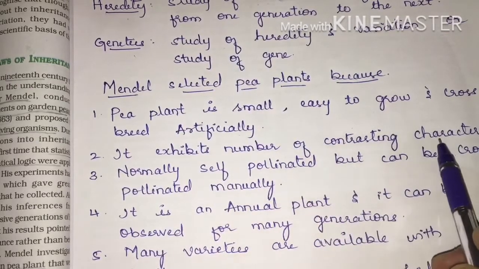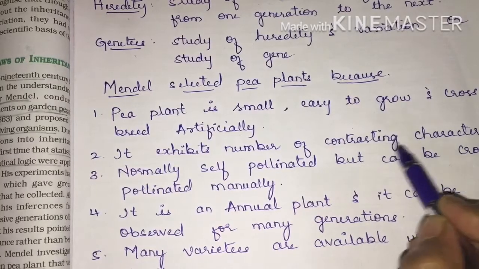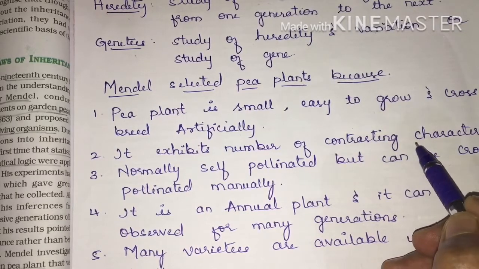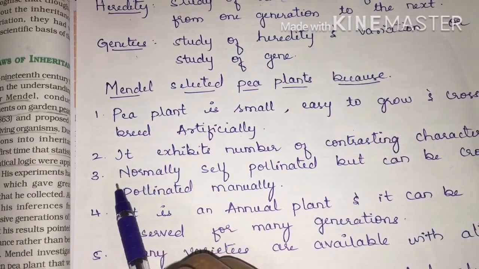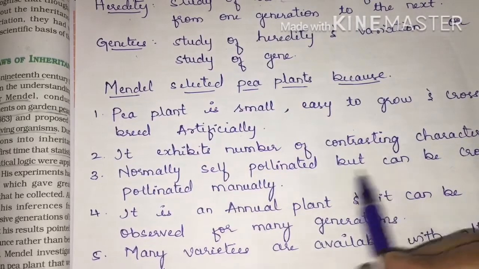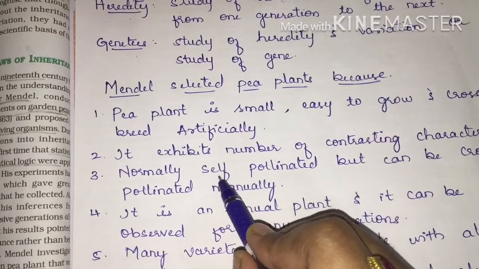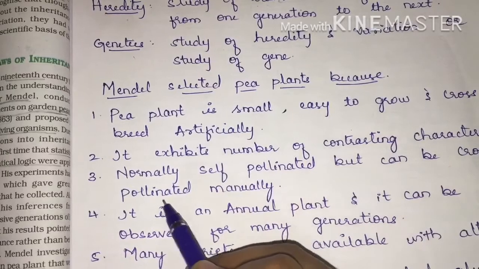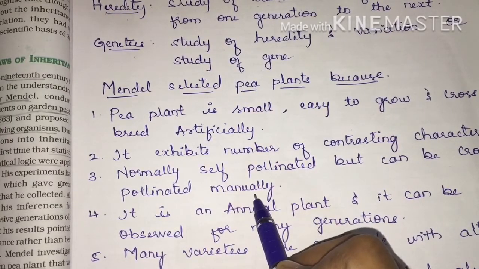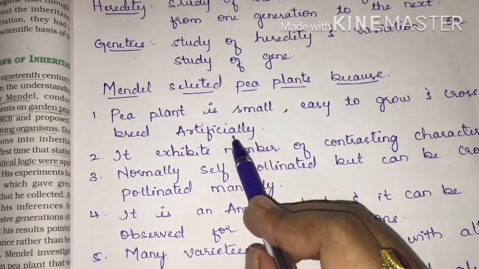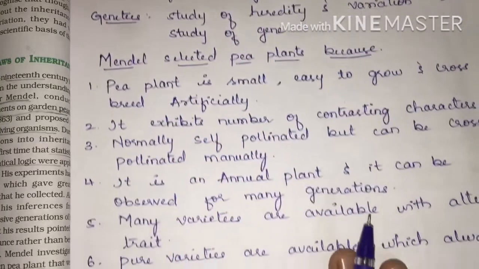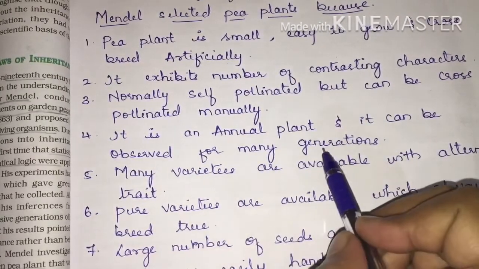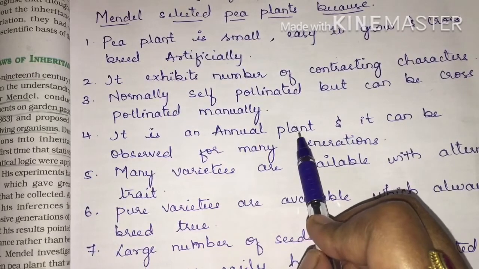It exhibits a number of contrasting characters. Many contrasting characters were there in the plant. Which are those contrasting characters? I shall discuss that also. One more reason to select the pea plant was that it is normally self-pollinated but can be cross-pollinated manually, which means we humans can make it cross-pollinated by artificial hybridization, as we said in the first point. Next, it is an annual plant and it can be observed for many generations. An annual plant is one which lives only for 1 year.